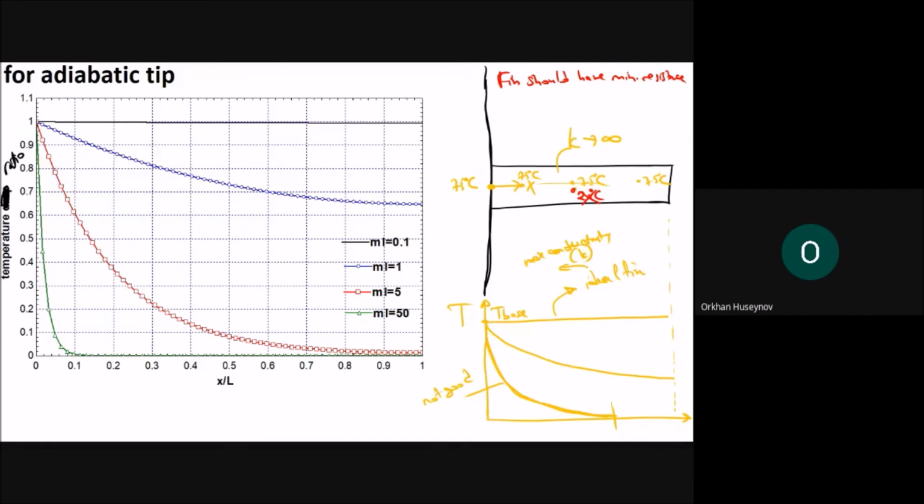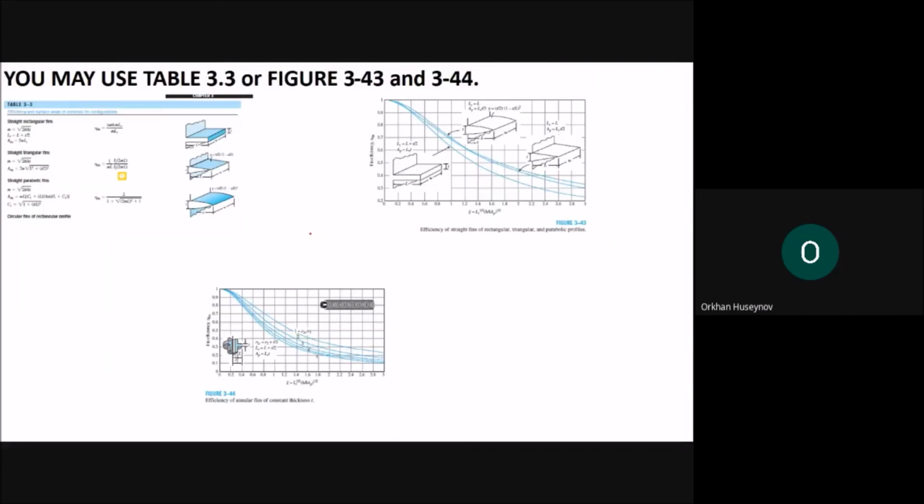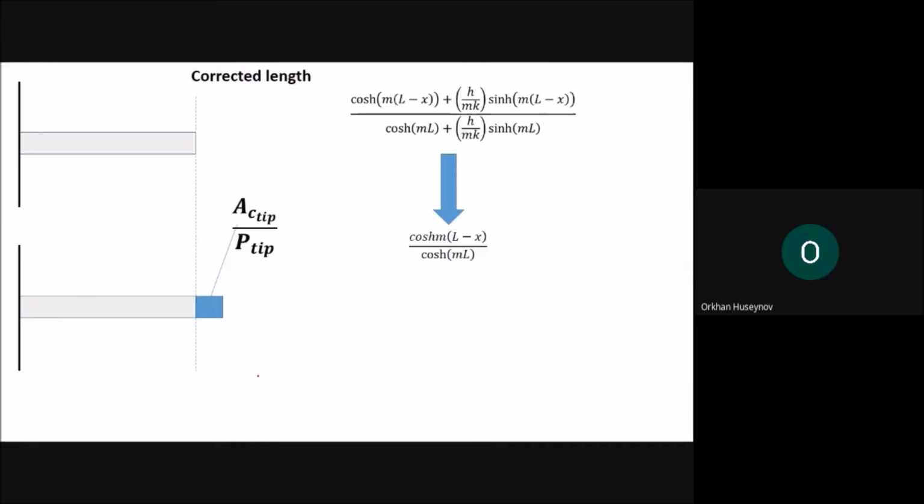Okay, but the fin here that you have, this one has the maximum resistance, and this one has the minimum resistance. Therefore the mL for the adiabatic fin determines whether it has good conduction or not. There are also different tables that you can use to solve the fin problems here. So you have the fin table 3.3, and you have the charts here, figure 3.43 and 3.44, which is the chart that you can use.